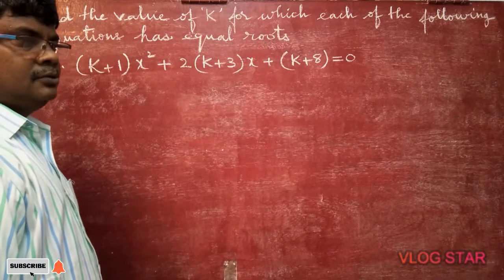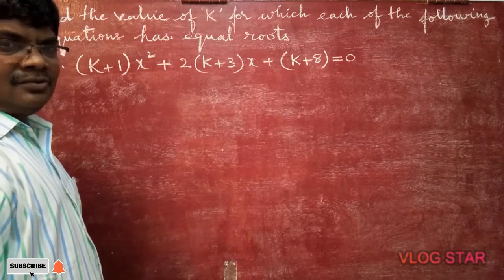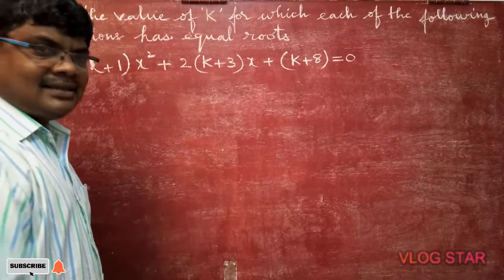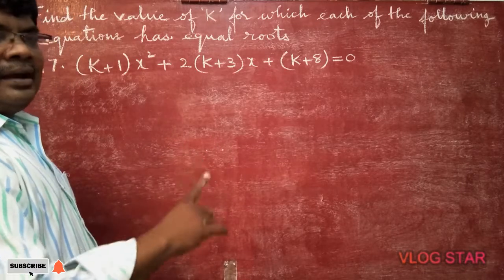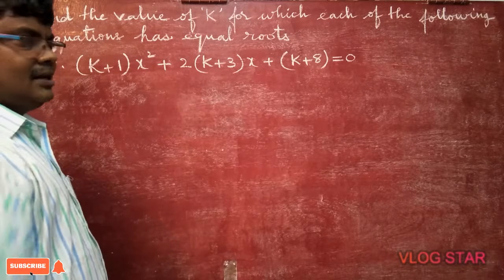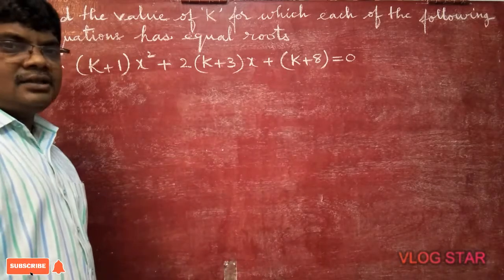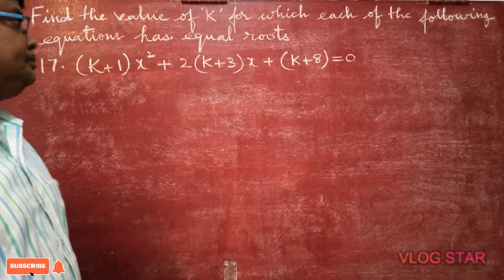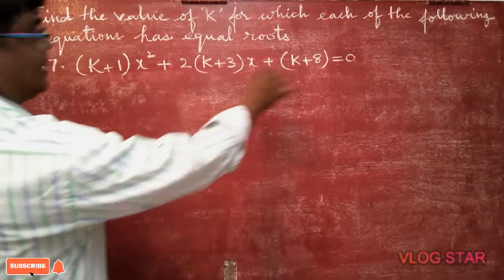Next, coming to D less than 0: unequal and imaginary, or complex and imaginary. Whatever they tell, both mean the same only. Unequal and imaginary. So, please practice those natures. 3 natures are there. Here they have given a quadratic equation.